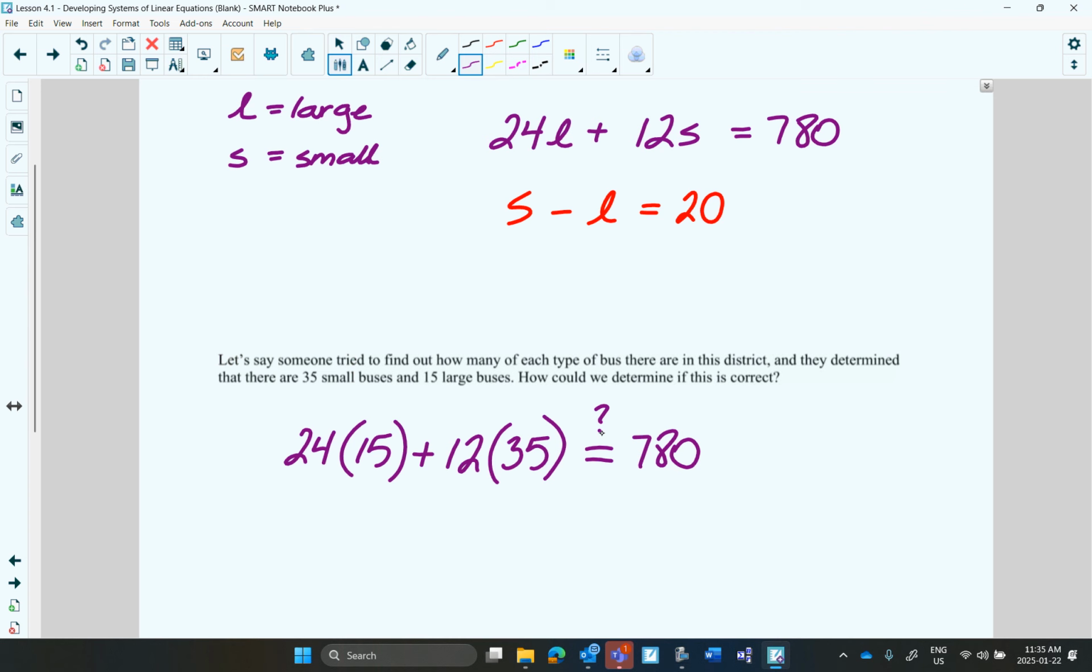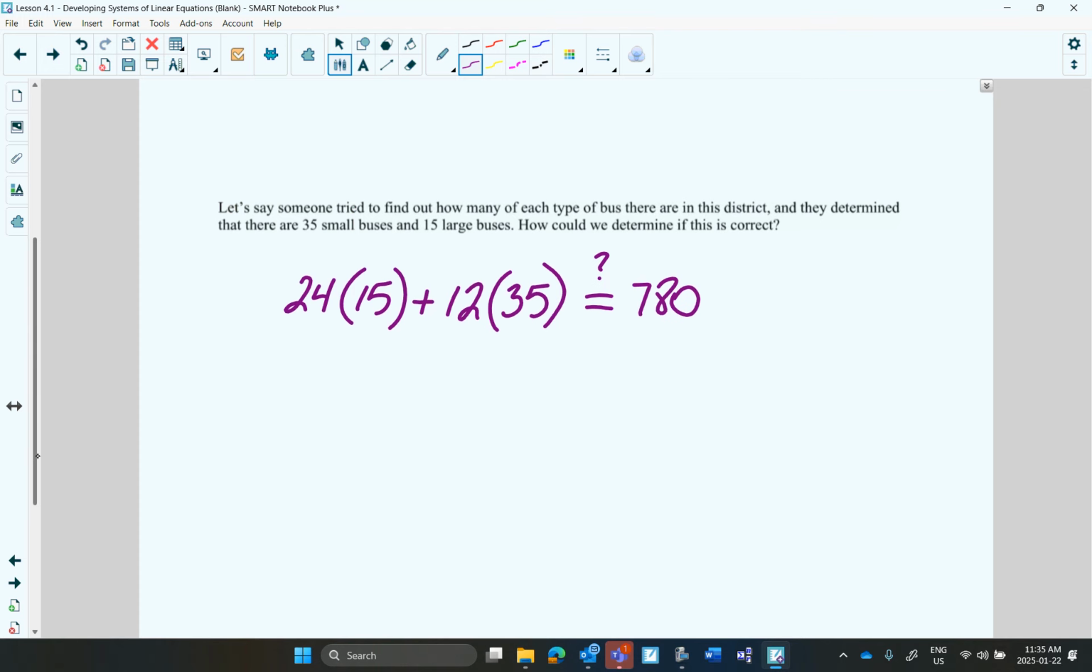So I'm basically saying, does this equal this? Well, let's do it. Somebody got a calculator? 24 times 15 plus 12 times 35. 780? Somebody got it? Yep. One more person. Yep, 2 people. So 780 equals 780. That equation works.